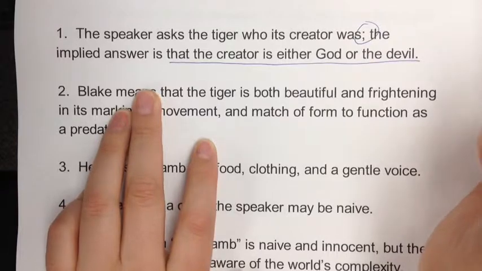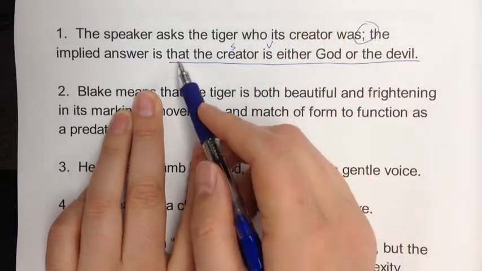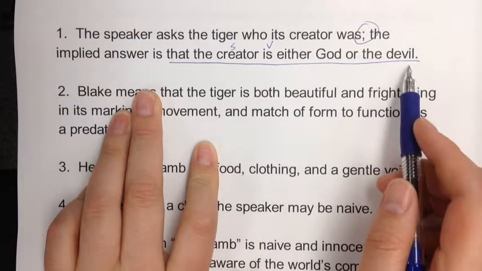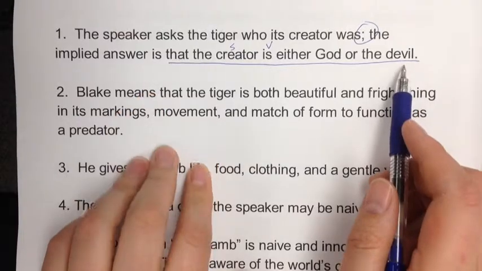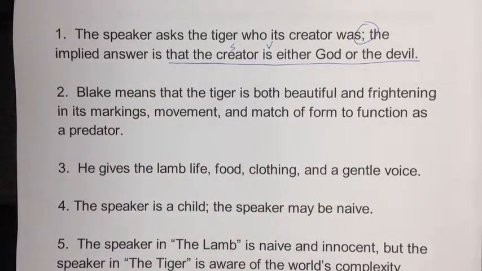I'll prove that this is a subordinate clause. Here's our subject, the creator, here's our verb, is. And this could never stand alone as a complete thought. It has to be a part of something larger, and it is. It is a predicate nominative in the sentence. The implied answer is. So there we go. That is correct.